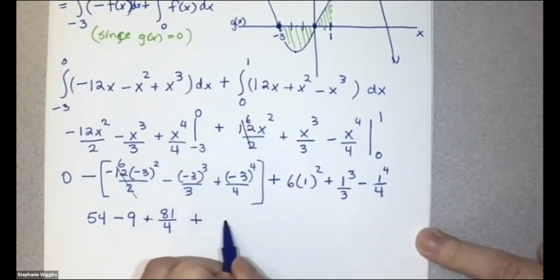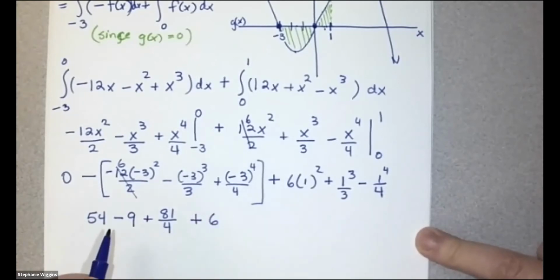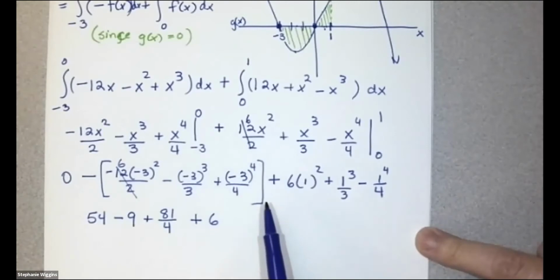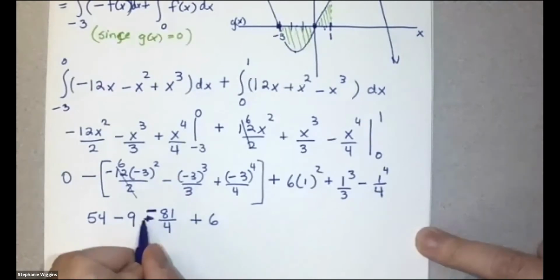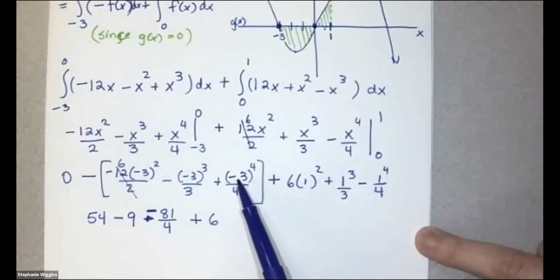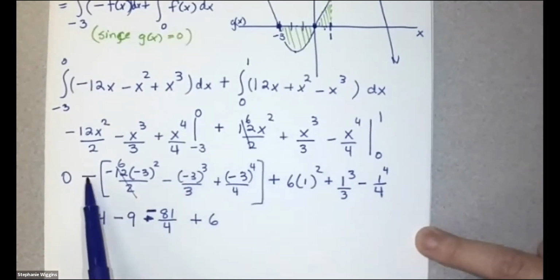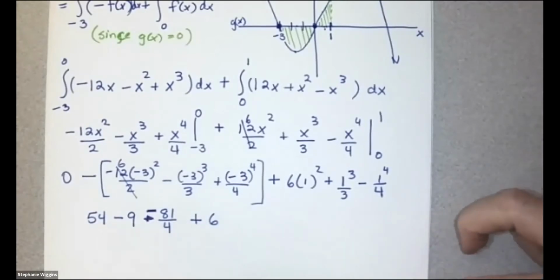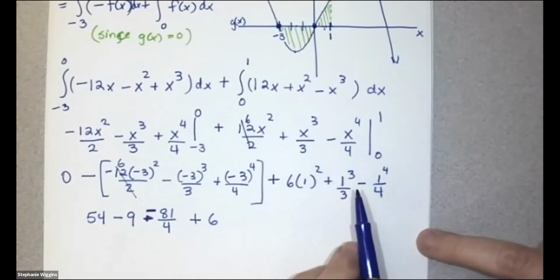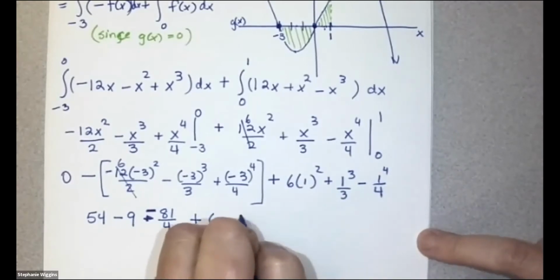Now we're going to add to that 6. Wait a minute, did I forget something? Oh yeah, I forgot this negative out here. So it's actually going to be negative, subtract 81, because this is positive, but then we have to distribute this negative here. So yeah, that's negative. Then over here, 6 plus 1/3 minus 1/4.